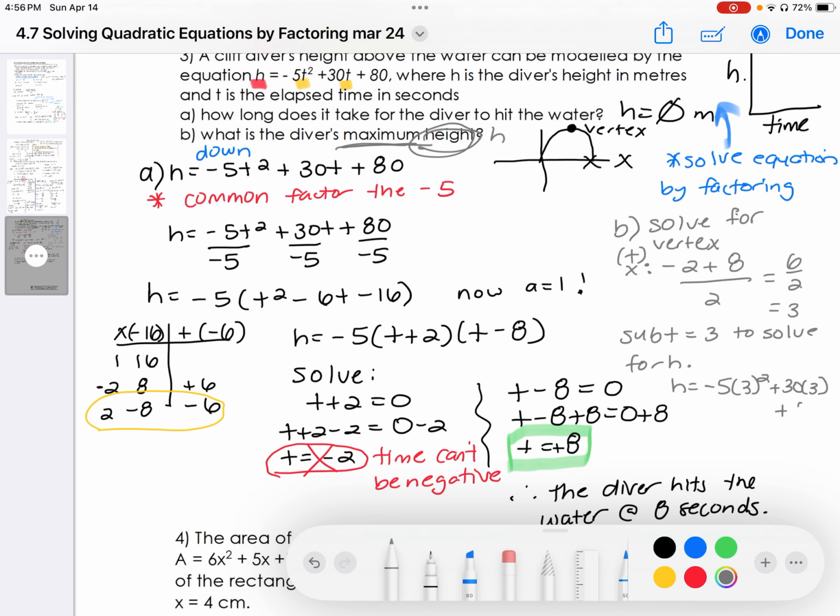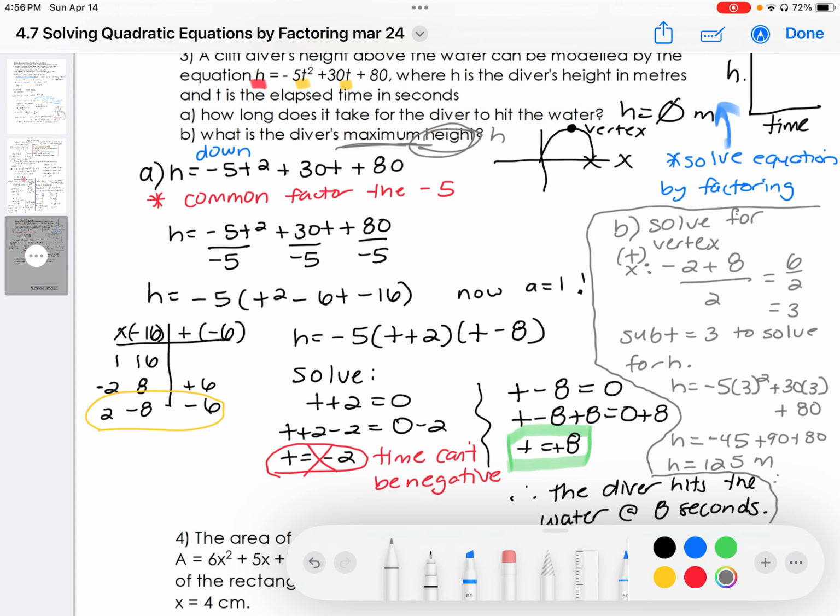Uh-oh, I'm out of room, sorry. Okay, so negative 5 times 3 squared, so you do negative 5 times 9, which is negative 45, plus 90 plus 80 is 125 meters. Now, that's quite the height, but that's okay. We will trust that our diver is incredible.